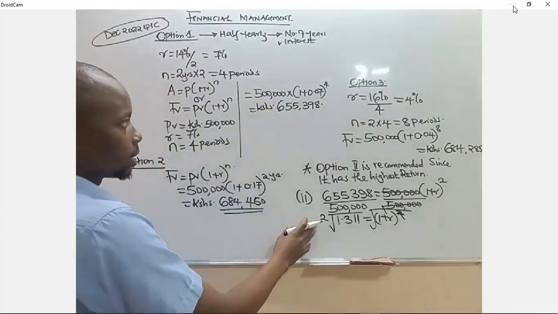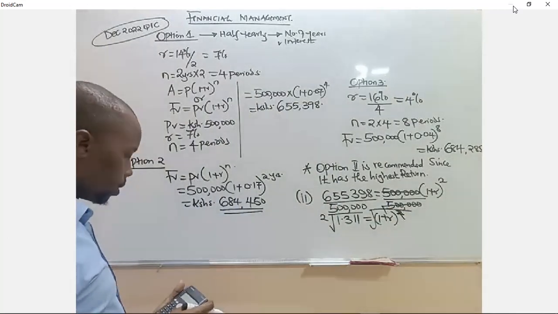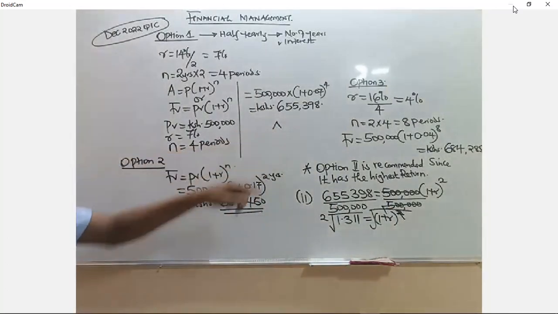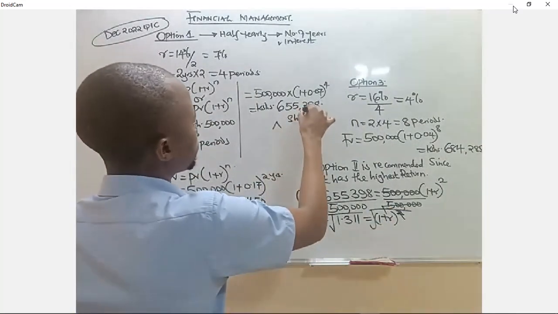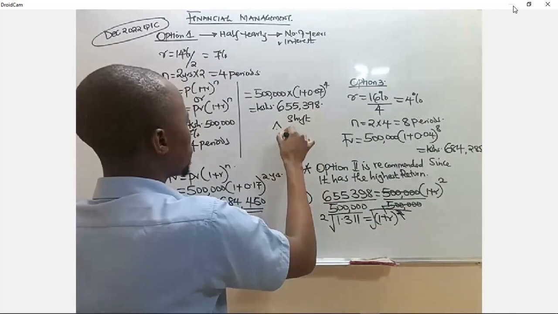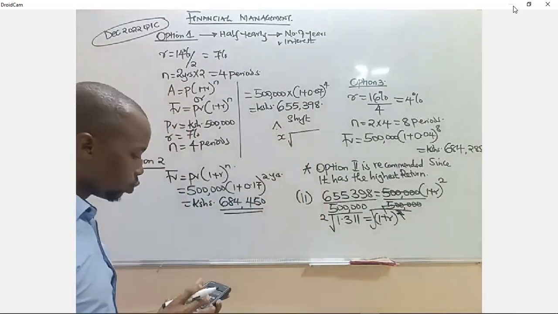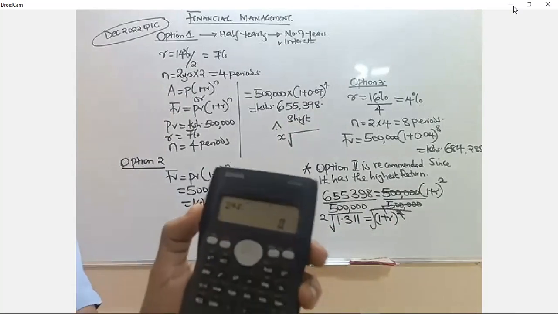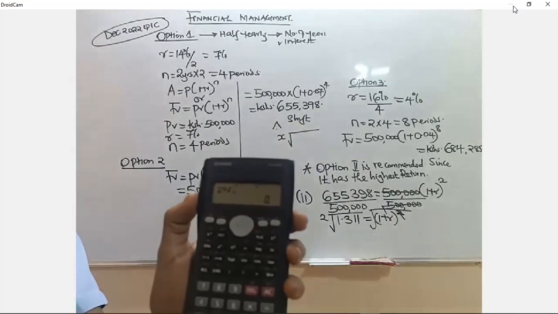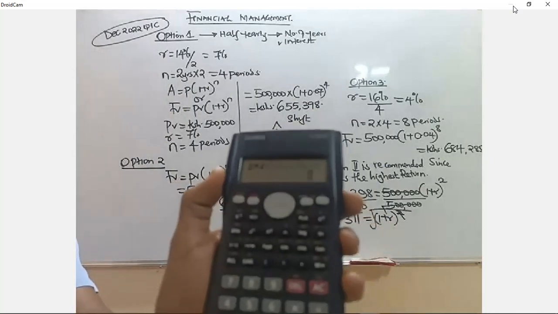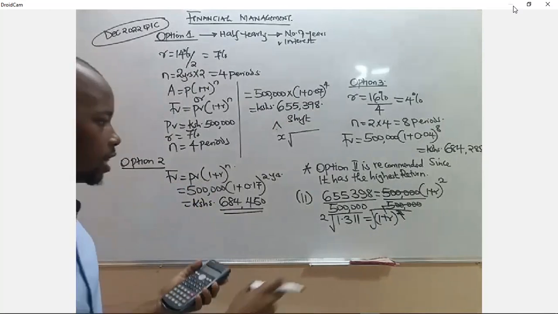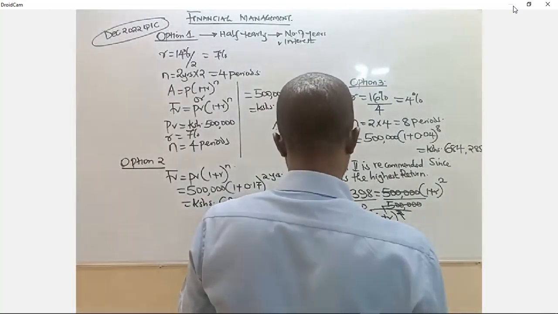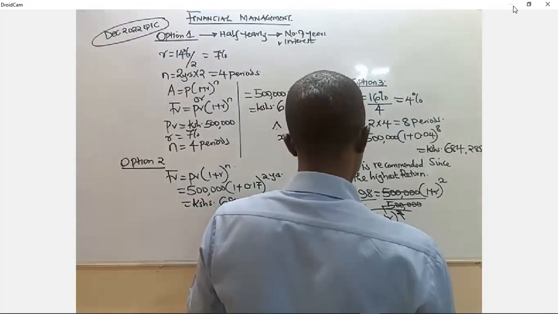So how am I going to get this? It is very simple. Looking at my calculator, there is a simple button like this. I just need to press shift, then the button, and you get something looking like this. Take two, press shift, the button. I know it is not much visible, but it is something like this. Then you put your figure, 1.311. You're going to get 1.145, which should be equal to 1 plus rate.